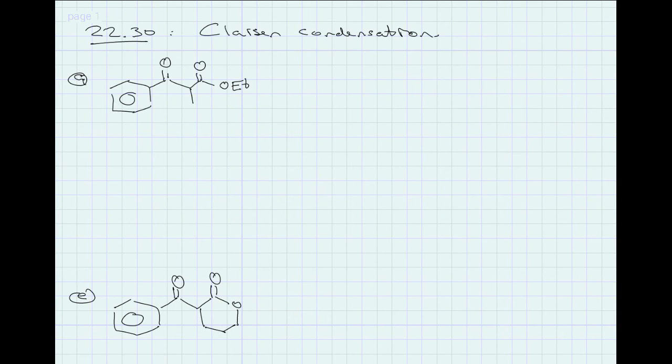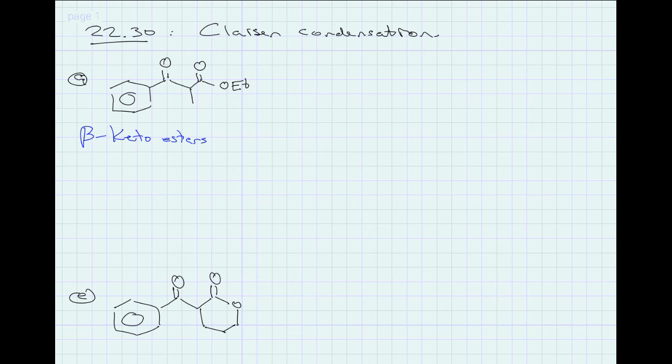Let's take a look at question 22.30. Identify the reagents that you would use to produce each of the following compounds using a Claisen condensation. So Claisen condensation, and when I think Claisen condensation, obviously I think of beta keto esters. So here's my ester group over here. I have an ethyl ester.